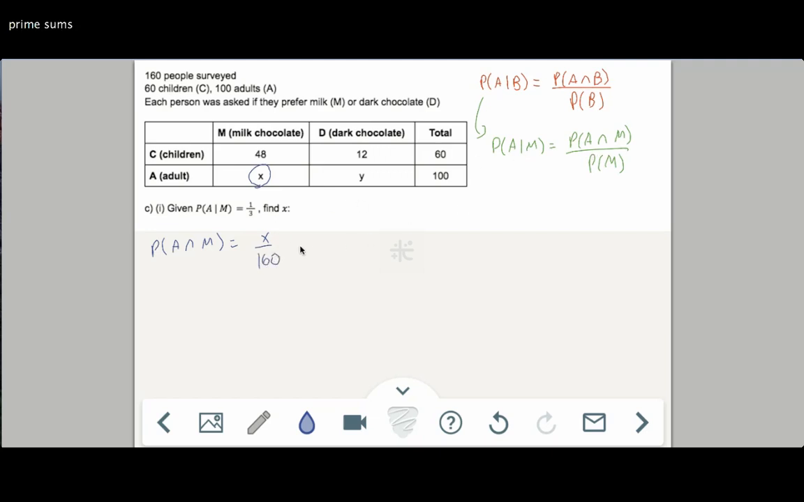And now what's the probability of M? Well, that's the probability that if we pick a person surveyed at random, they prefer milk chocolate. And it's these people over here. They could be an adult or children. They just have to prefer milk chocolate. So the probability of M is going to be 48 plus x over 160. We're picking out of 160 people who were surveyed.